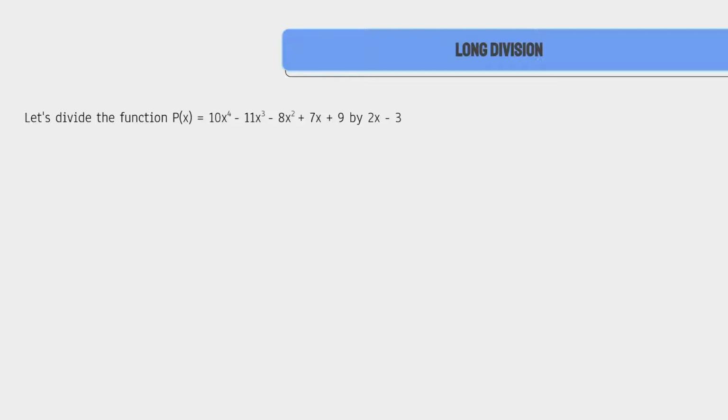So, let's divide the function p of x equals 10x to the power 4 minus 11x to the power 3 minus 8x squared plus 7x plus 9 by 2x minus 3. I will be doing this in notes so you could see me doing the steps. Okay, let's get started.